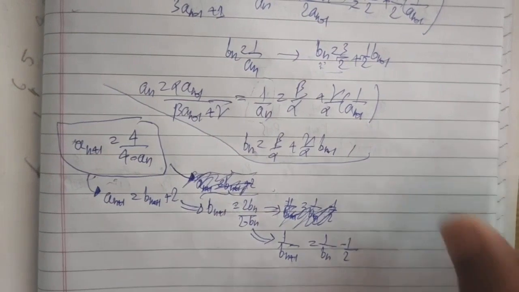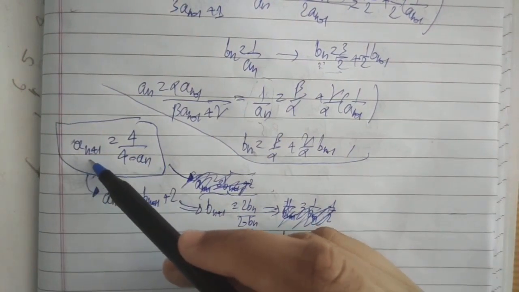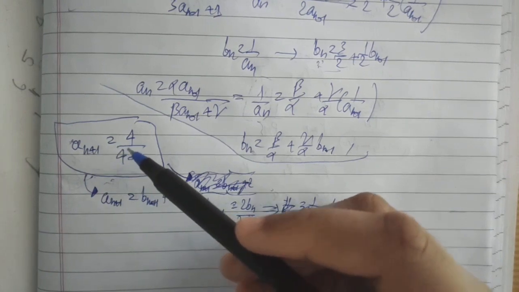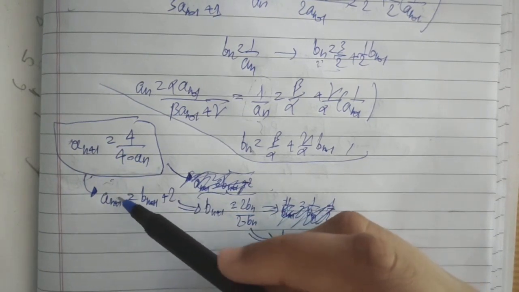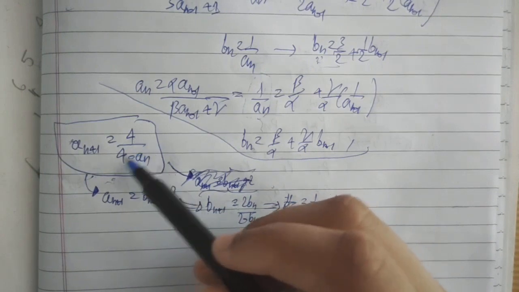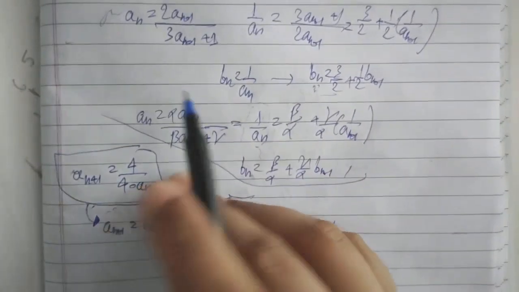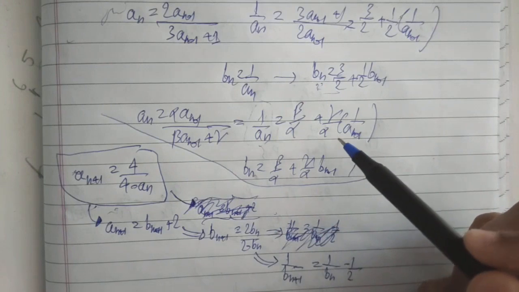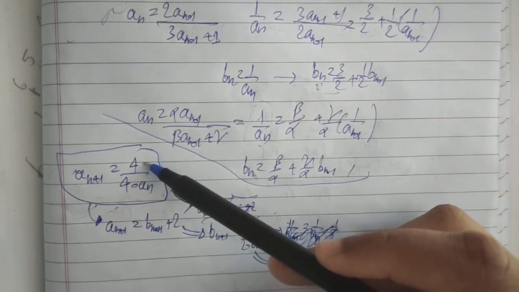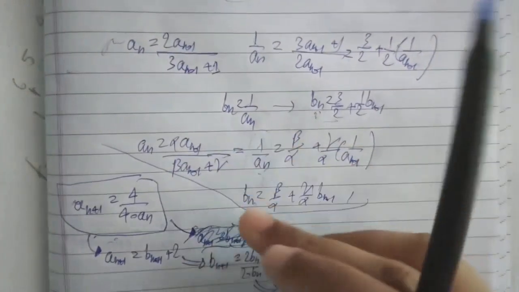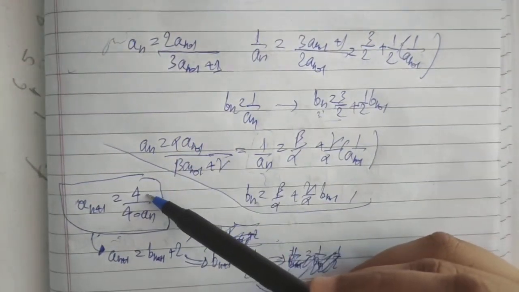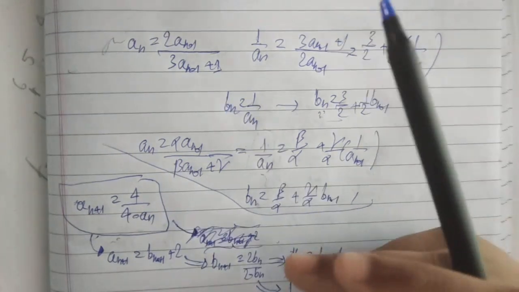Let's say we have a relation like this: a_{n+1} = 4/(4 - 4/a_n), something like this. Now if you see, if we reciprocate it, we won't be getting something like the previous expression, because here there is no previous sequence. Like here we had a_{n-1}, but here we don't have a_n or a_{n-1}, something like that.